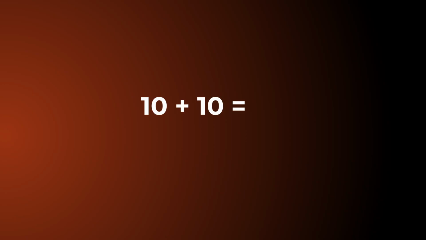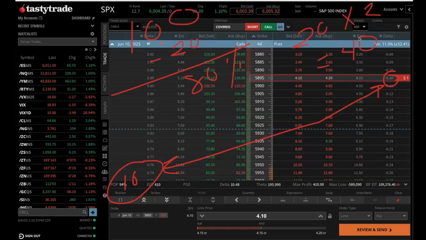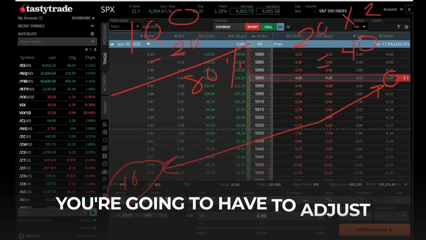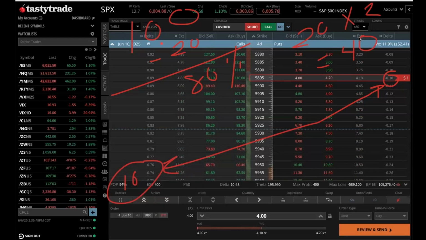So you take the delta, 10 plus 10 is 20, and you times that by 2. That equals 40. So I tell members, you're going to have to adjust 40% of the time. It's actually a little less than that, but I'm going to drill it in your head. You have to adjust 40% of the time. So if you do not know how to adjust, you are doing yourself a disservice when you try to do this trade. You're already behind the 8 ball because you do not know how to adjust, and 40% of the time you're going to have to adjust.